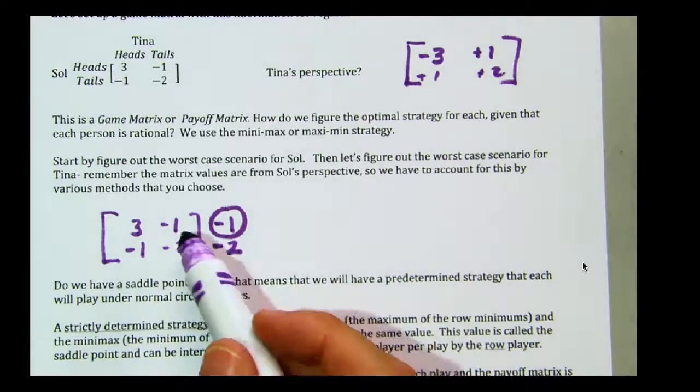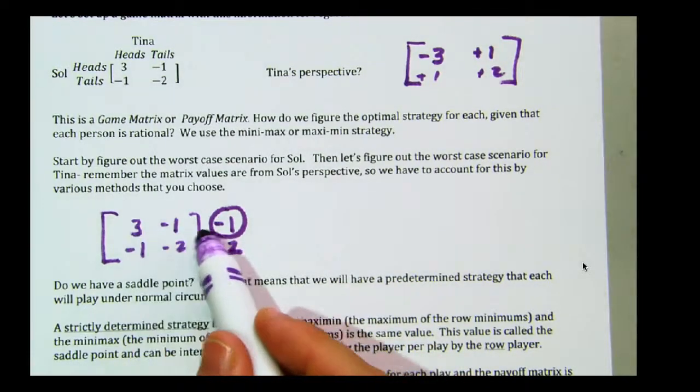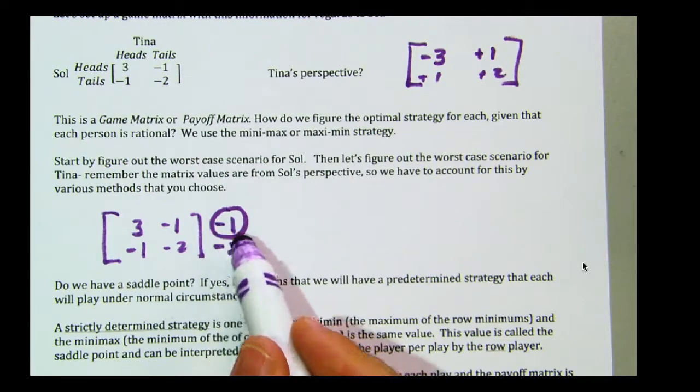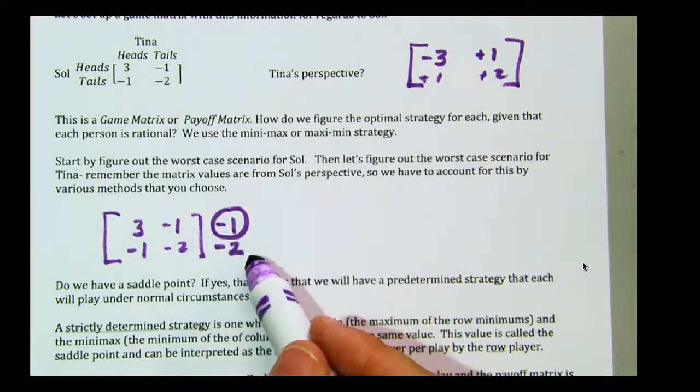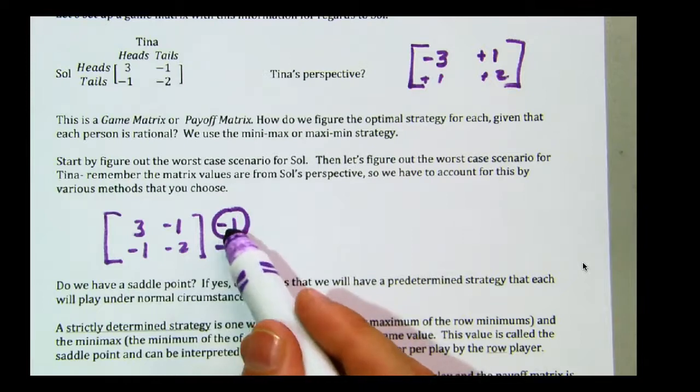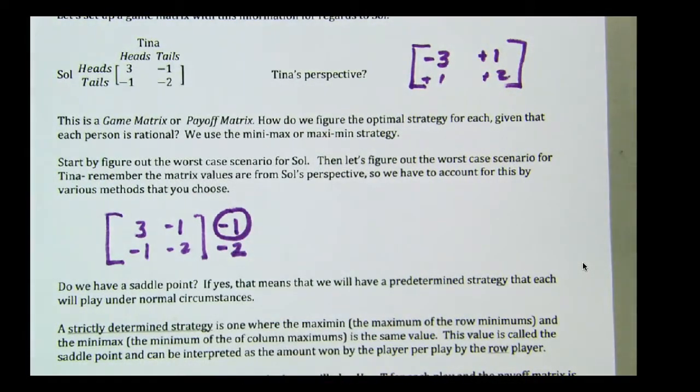So what we did was we took the minimum of each row, and then we took the maximum of those two values. Yes, -1 is a maximum over -2. So all you have to do, really, is take the worst case scenario and find the highest one. Now we want to do the other one with Tina's perspective.